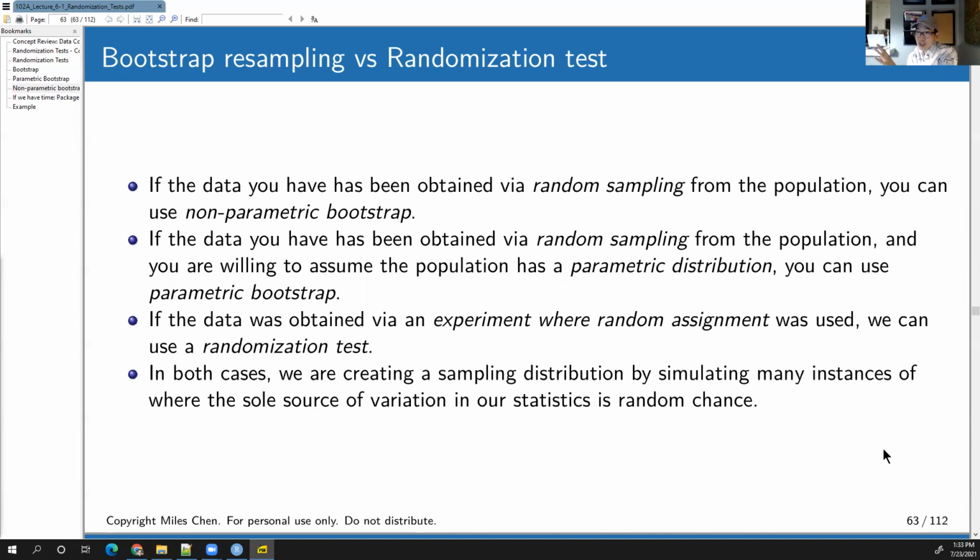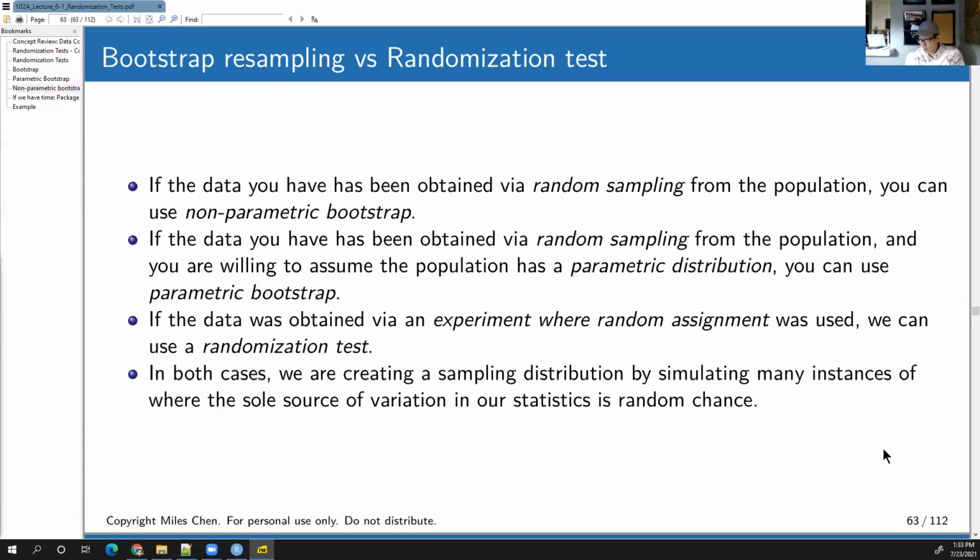The population has a normal shape. The population has an exponential shape. If you're willing to do that, then you can do parametric bootstrap, okay? If your sample is not random, but you have data from an experiment where you used random assignment, then you can do randomization tests, okay? So if your data comes from an experiment where there is random assignment, then you do a randomization test, okay?